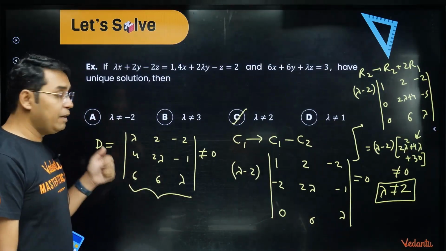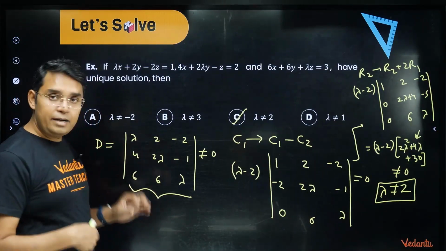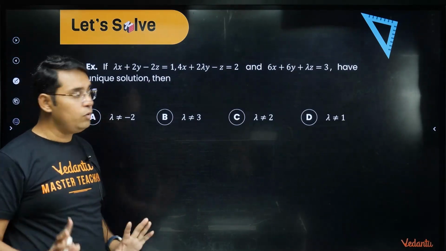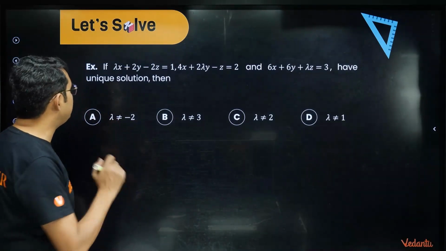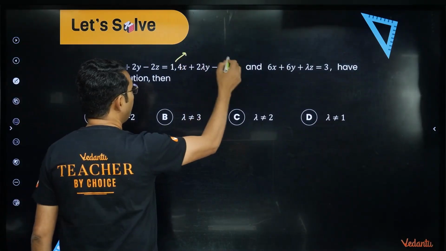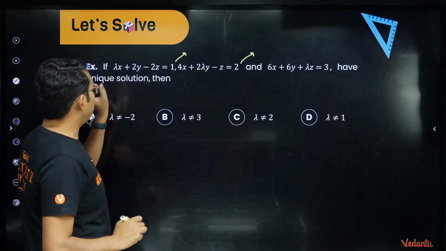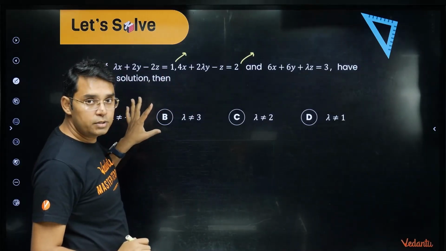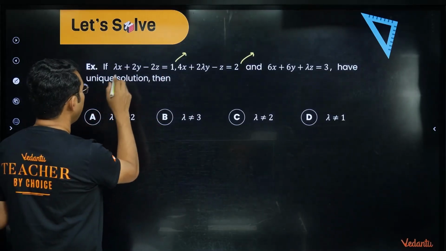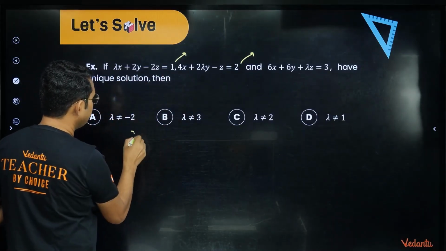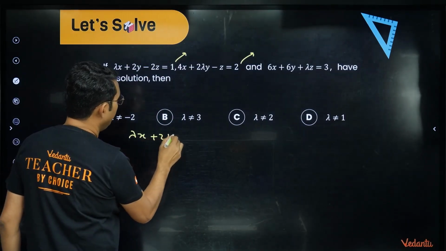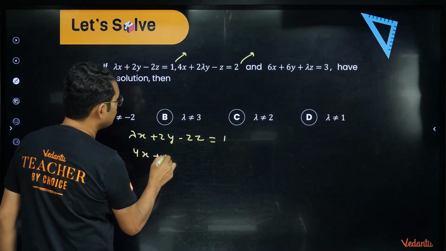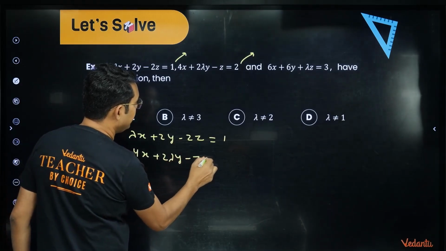Dear student, there can be one more method, but that other method will not be so easy for this particular question. I would like to give you the idea of how this is done. Please see what we will be doing. We will put the values of x and y in terms of z using these two equations. Let me write this equation: lambda x plus 2y minus 2z is equal to 1, 4x plus 2 lambda y minus z is equal to 2.